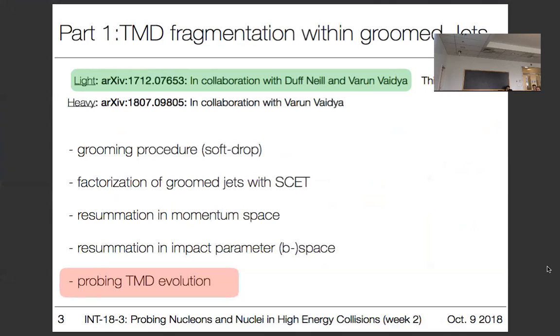I will perform the resummation and the evolution in the momentum space and impact parameter space, compare the two and see what we can learn, and then show how we can use this observable, which is hadronization within a groomed jet, to probe TMD evolution.